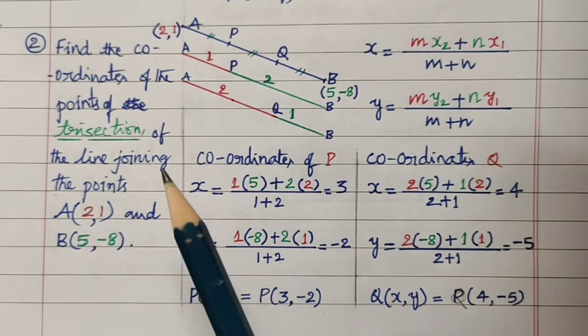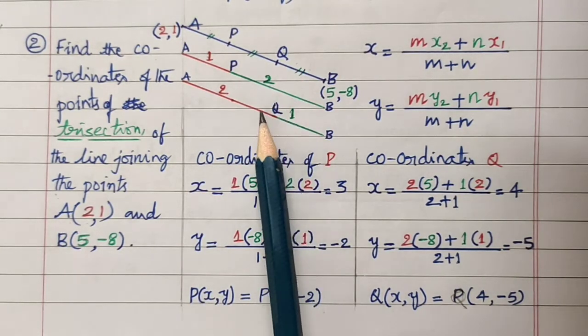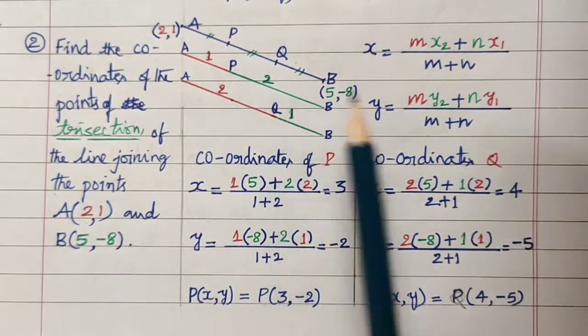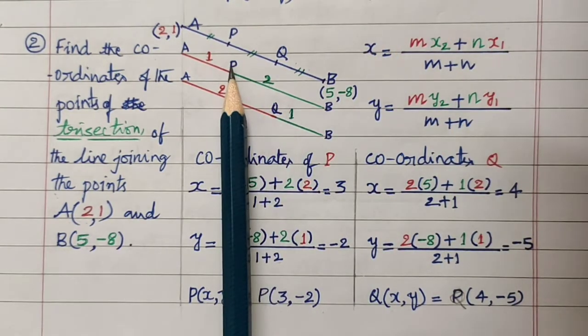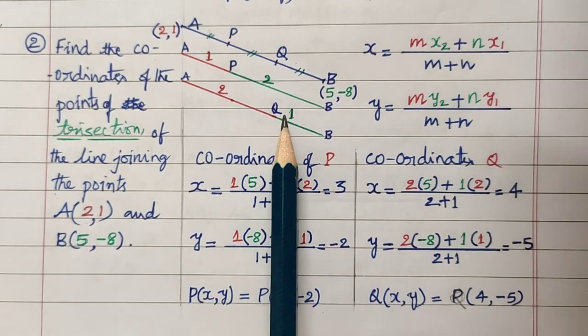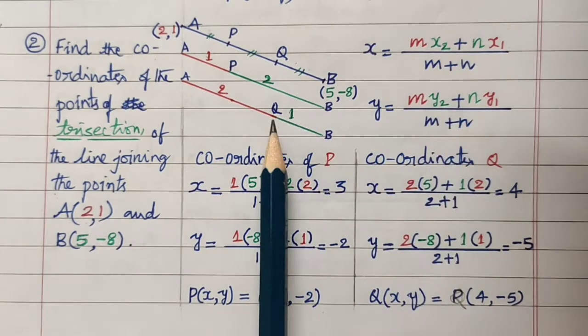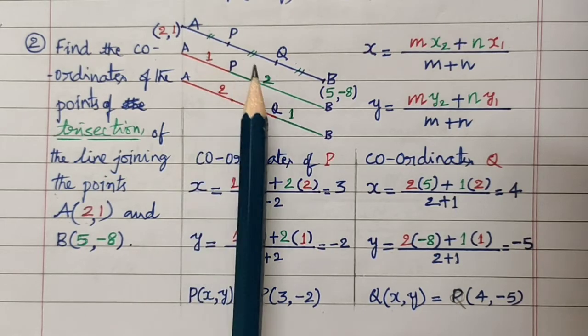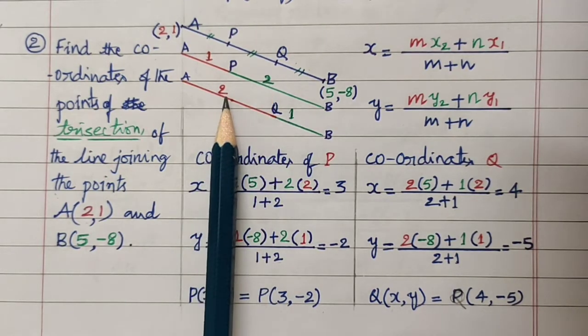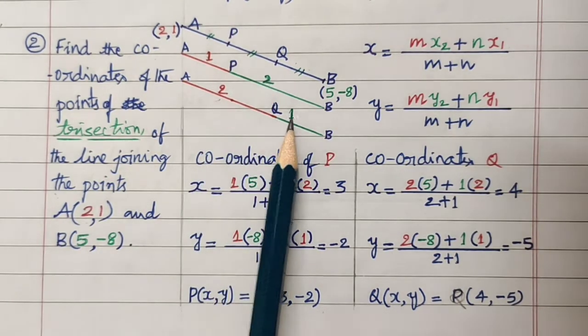So you have to draw this picture, then it will become very easy. Use these formulas to find P. Later on you use these two formulas to find Q. The only thing is, in the first part m will become equal to 1 and n is equal to 2. In the second part m is equal to 2 and n is equal to 1.